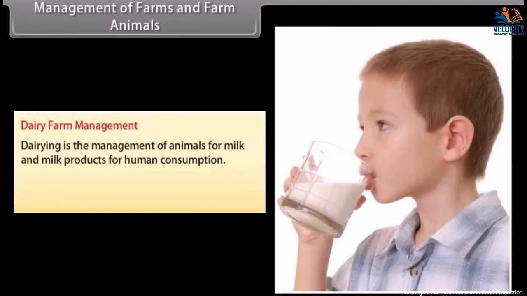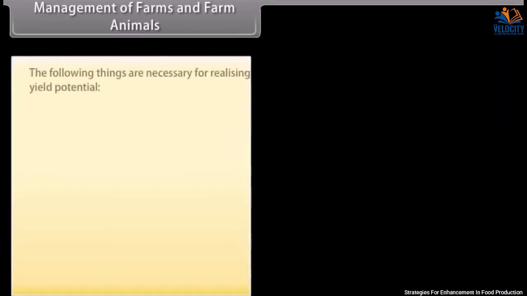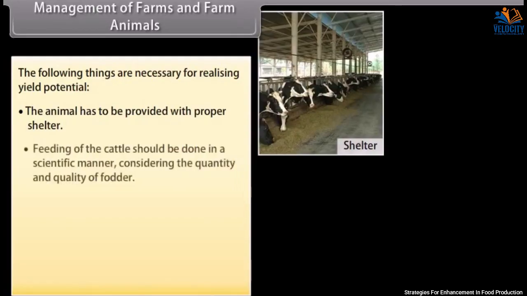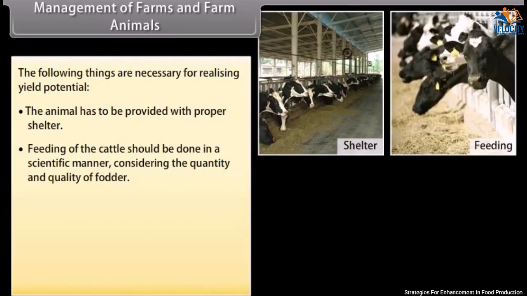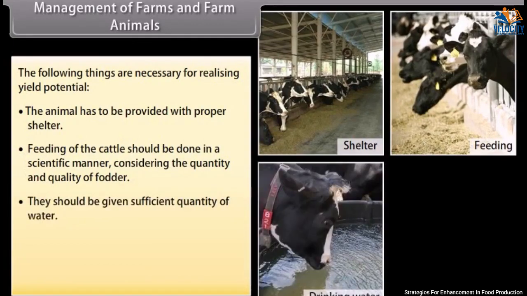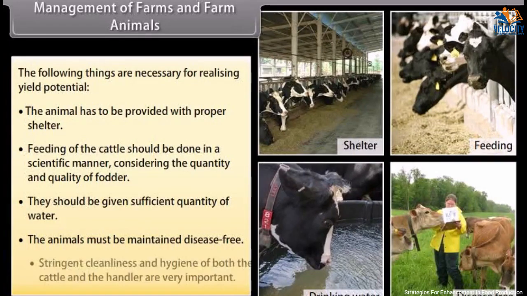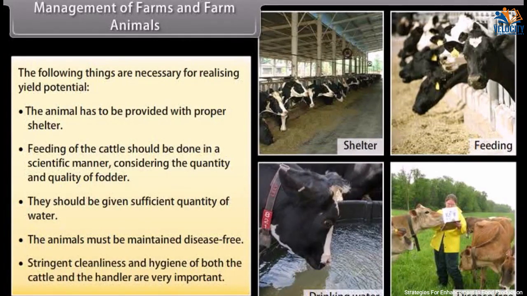Dairy farm management. Dairying is the management of animals for milk and milk products for human consumption. Milk yield is dependent primarily on the quality of breeds. The following things are necessary for realizing yield production. The animal has to be provided with proper shelter. Feeding of the cattle should be done in a scientific manner, considering the quantity and quality of fodder. They should be given a sufficient quantity of water. The animals must be maintained disease-free. Stringent cleanliness and hygiene of both the cattle and the handler are very important.